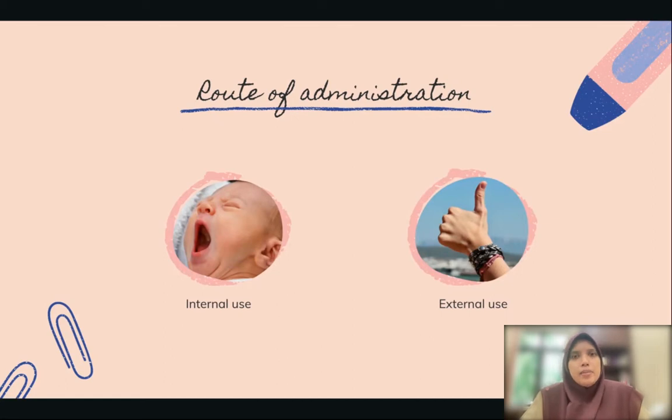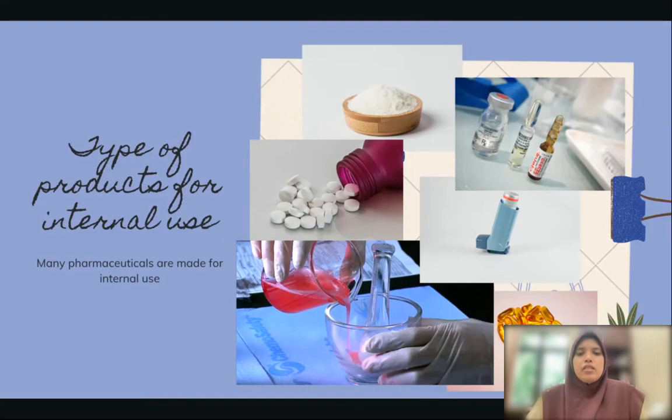As an example, maybe the liniment. Liniment is a type of alcoholic or medicated oil that is applied on our skin for the treatment of pain or something like that. So we will have a separate lecture on external liquid preparation.